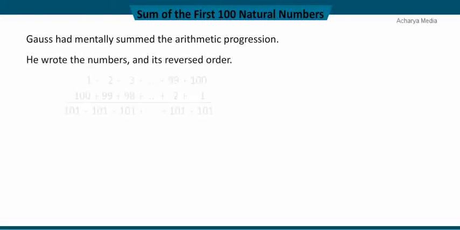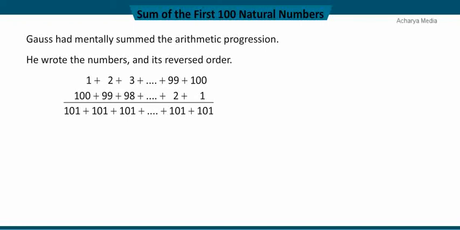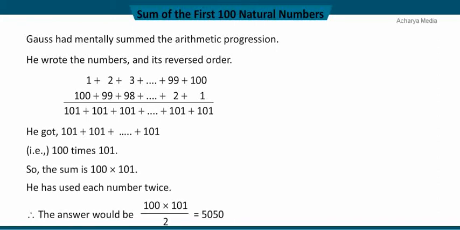He wrote the numbers and its reversed order and added them term by term. He got 101 plus 101 plus 101 and so on 100 times. That is 100 times 101. So the sum is 100 into 101. He has used each number twice. The answer would be 100 into 101 divided by 2, which is equal to 5,050.